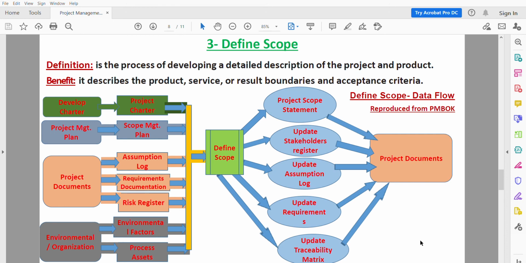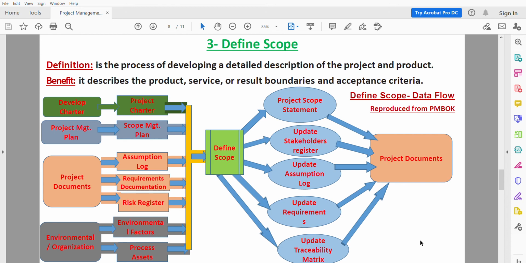Tools and techniques: expert judgment, data analysis, decision making, interpersonal and team skills, and product analysis. The outputs of this process are the project scope statement and the project documents updates, and we will talk a little bit about these in a minute. So the project scope statement is the description of the project scope, major deliverables, and exclusions.